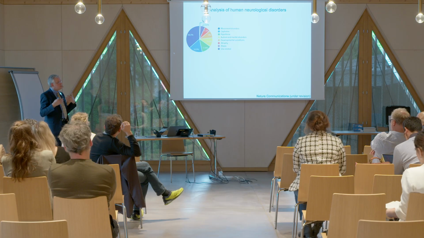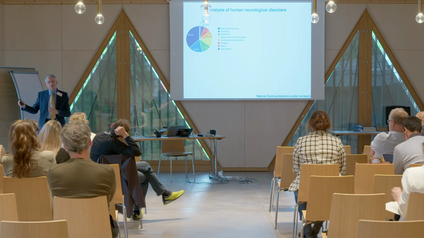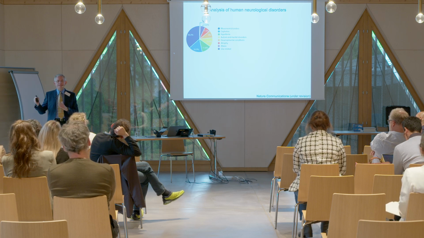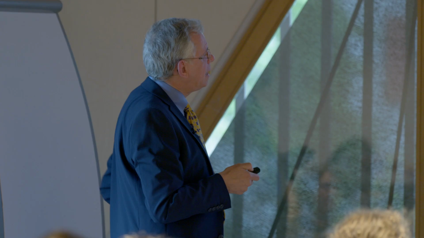So now we could really look again at neurological disorders. Now we are talking about neurons that are at the second month of life. And in addition to cephalies like microcephaly, and autism, now we could look at movement disorders, hypotonia, atrophy, ataxia, and more. But we asked ourselves, what about neurodegenerative disorders?